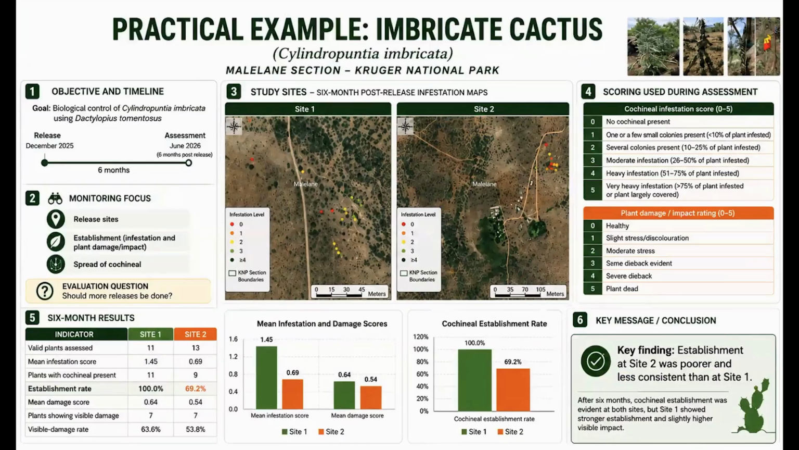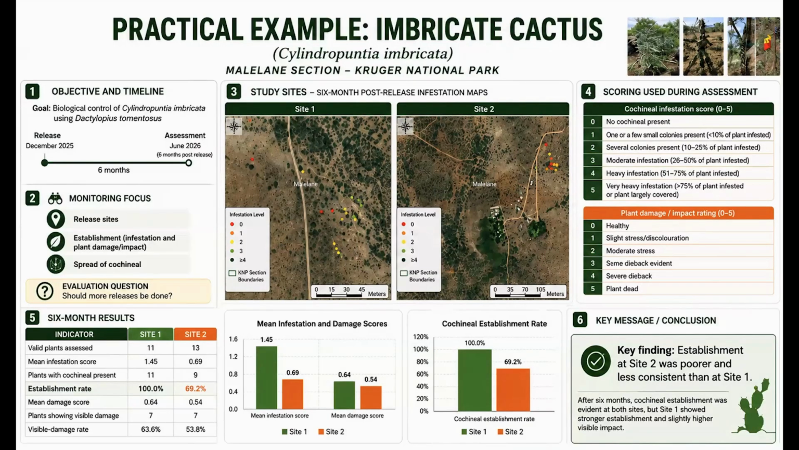My last example refers to Cylindropuntia imbricata, which is found in one of the sections, again in the Kruger National Park. Here we released a biological control agent, Dactylopius tomentosus, the cochineal. So now we're looking at an example with a time frame where we released the agent in December 2025, and then we did a post 6 months release assessment in June.